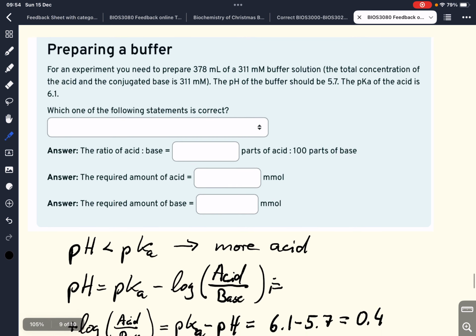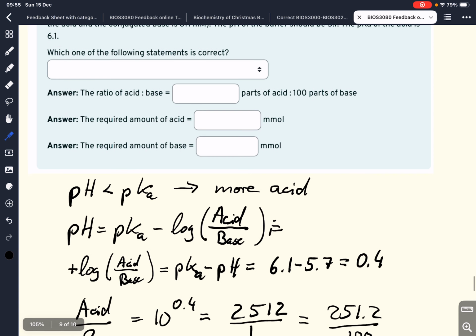And the first question is, we had a choice to figure out, do we need more acid or do we need more base? And we can say, since the pH of the buffer is 5.7, it should be smaller than the pKa. So the pH should be smaller than the pKa, which means that we need more acid. So more acid is definitely needed in order to fulfill this condition. pH should be smaller than pKa.